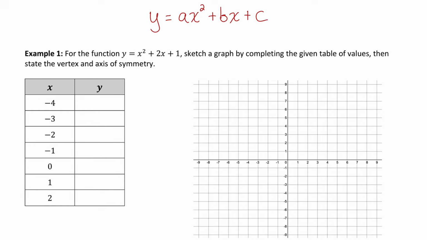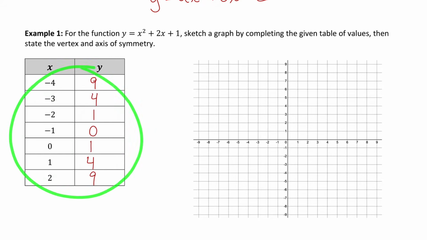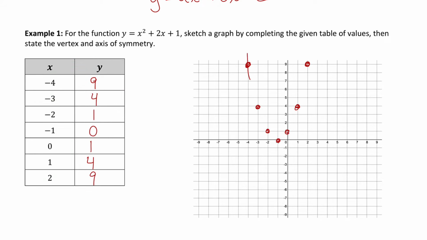So maybe I'll write out the first calculation for this first y value. I'll just sub this -4 in for these x's. And then simplifying that equation, y = 16 - 8 + 1, which means the y value is equal to 9. So when x is -4, y is 9. And I could then do that same process for each of these x values to calculate their corresponding values of y. And now I'll plot each of these points. And by connecting these points, I'll see once again this U shape, which we call a parabola, that all quadratic relationships have. The question then says to state the vertex and the axis of symmetry.